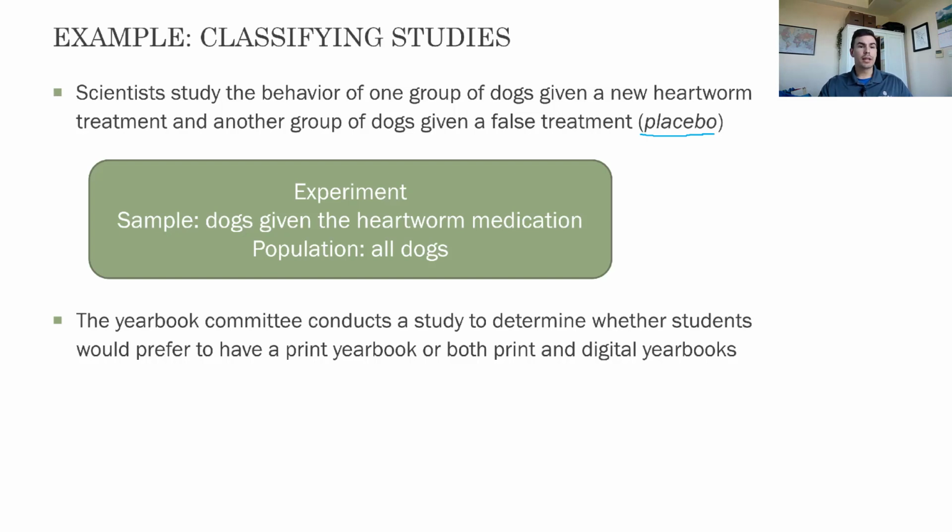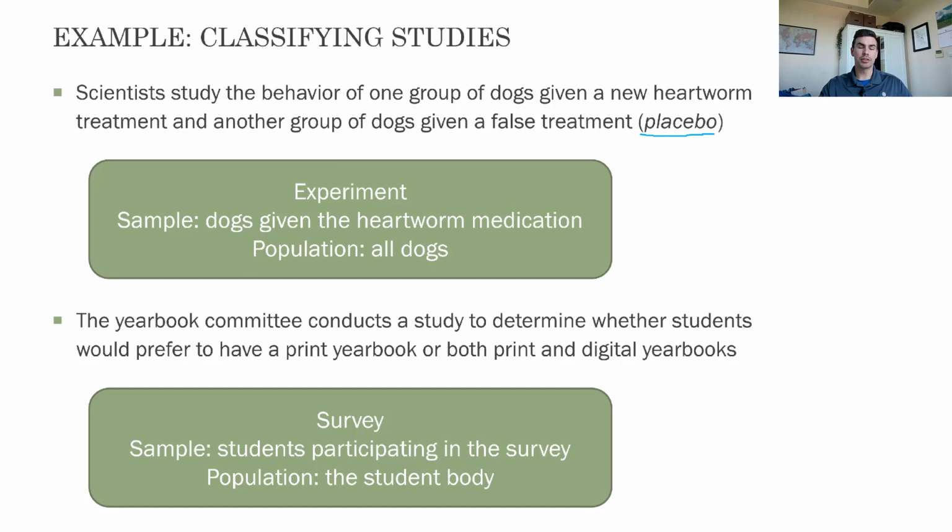All right, so the yearbook committee conducts a study to determine whether students would prefer to have a print yearbook or both print and digital yearbooks. So again, they're gathering information, they're gathering opinions, which means that we're conducting a survey. Now, our sample are students participating in the survey, while we're going to make inferences about the entire student body. So everyone at that school, just based off of students who participated in the survey.